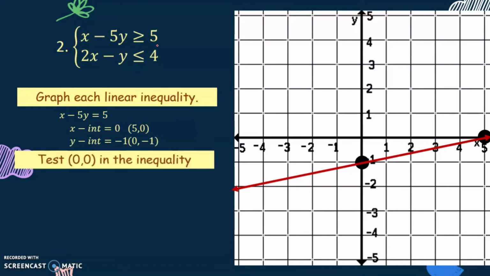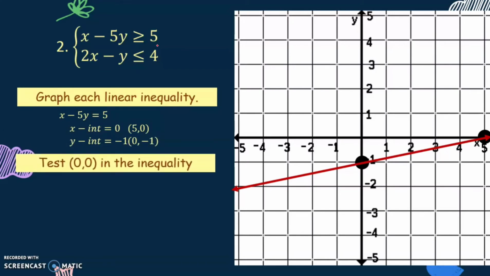Next is to test 0, 0 in the inequality. So this is the inequality. Replace the values of x and y with 0. So we have 0 minus 5 times 0 must be greater than or equal to 5. 0 minus 5 times 0 is 0. So ask yourself, is 0 greater than or equal to 5? No. So it means it doesn't satisfy the inequality.